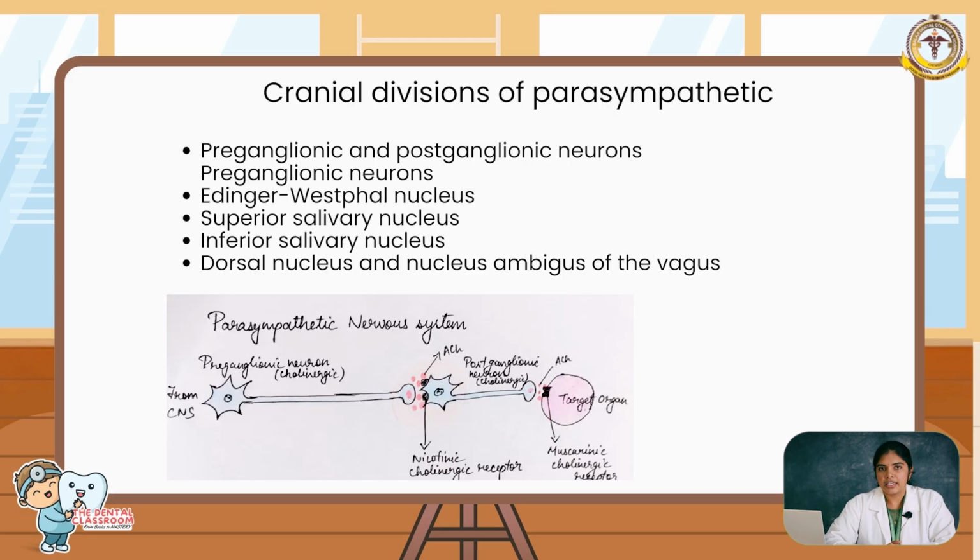First we will see about the cranial division. The pre and postganglionic fibers are present in the cranial division. The preganglionic neurons have their nucleus in the Edinger-Westphal nucleus, superior salivary and inferior salivary nucleus, and dorsal nucleus and nucleus ambiguus of the vagus. So these are the nuclei of the preganglionic fibers.